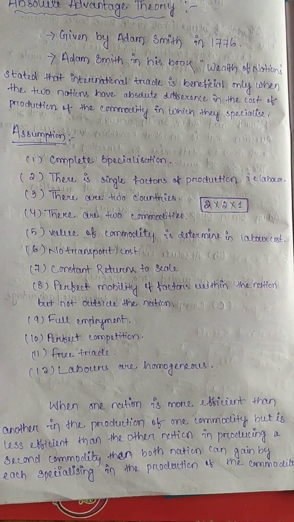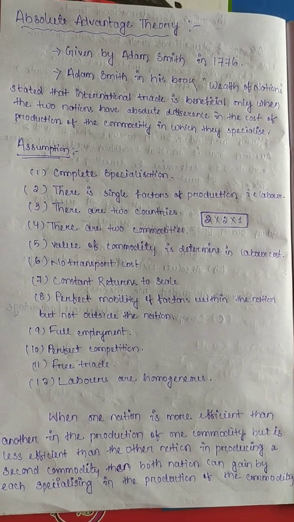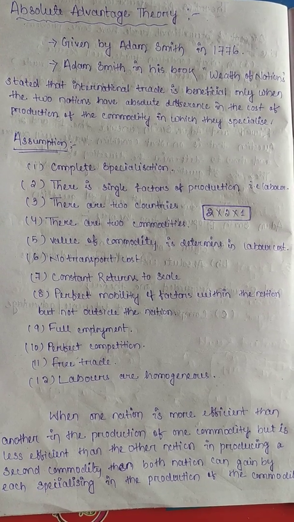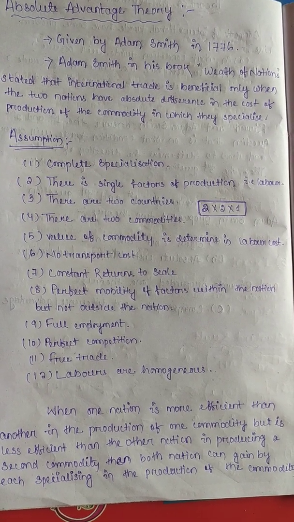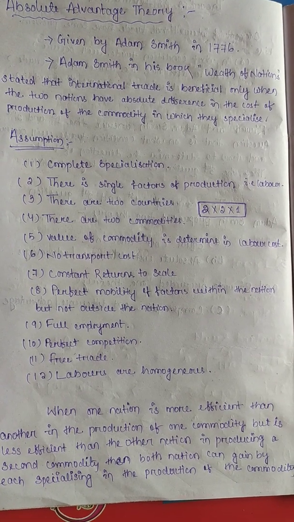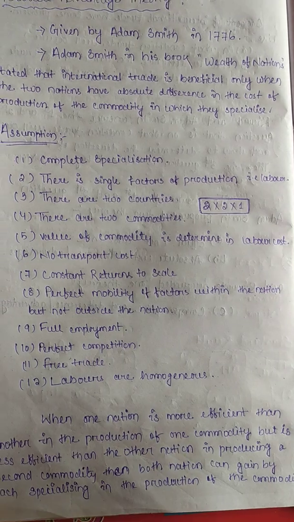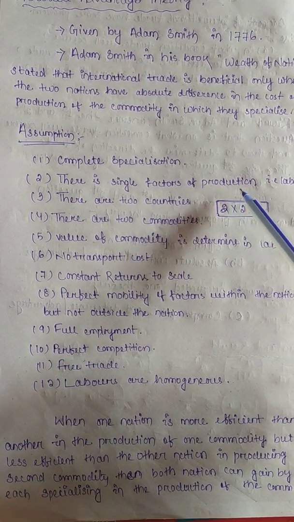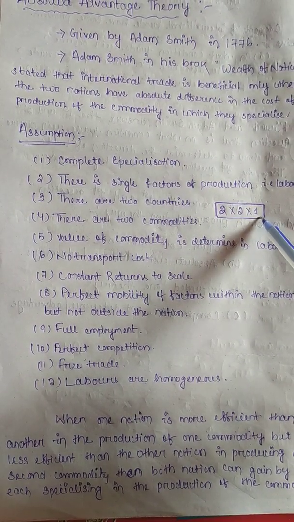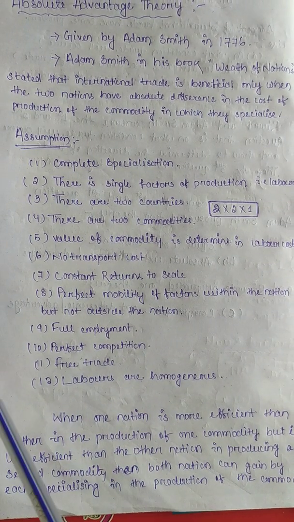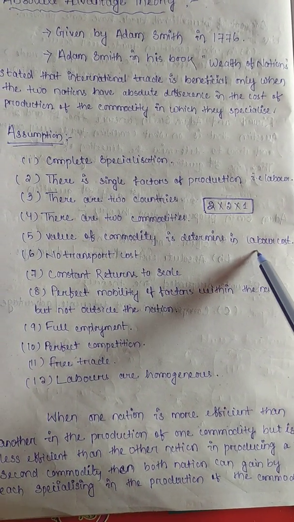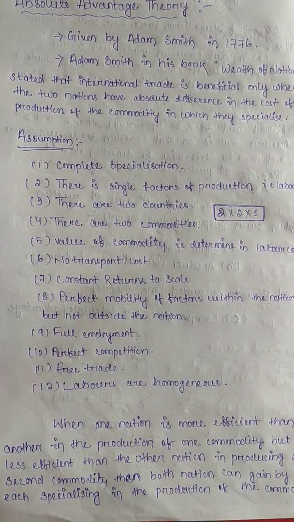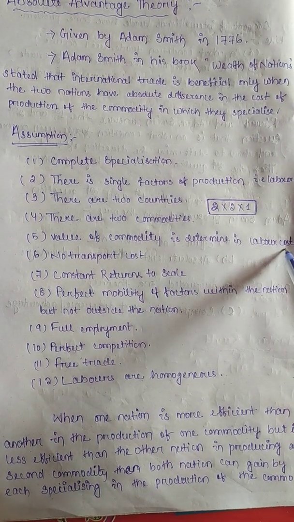Complete specialization means that if we take two countries, both countries specialize in their own product. There is a single factor of production, that is labor. There are two countries and two commodities. This theory we can say is a 2 by 2 by 1 model. It defines two countries, two commodities and one factor of production, that is labor. Then the value of a commodity is determined in labor cost, that means the price or cost of the commodity is defined as per the labor cost or labor hours.